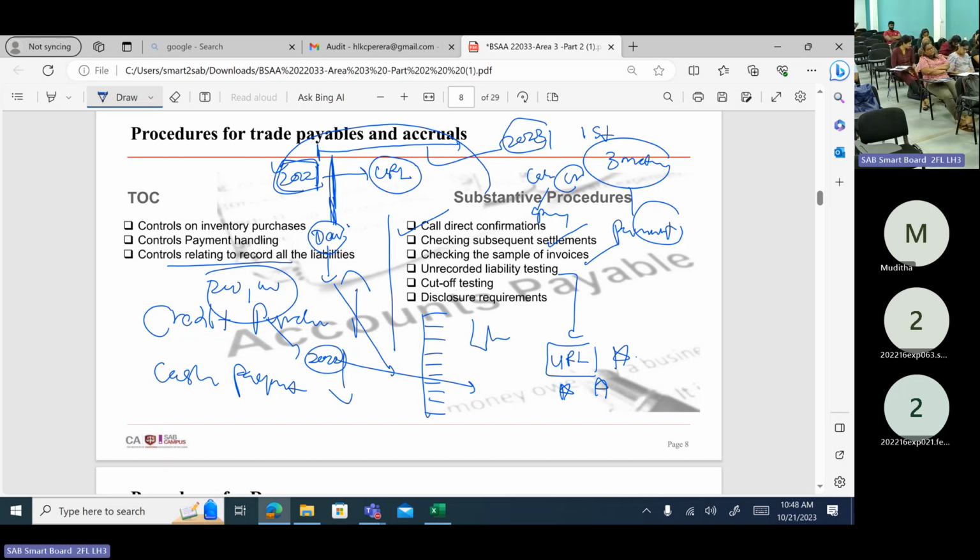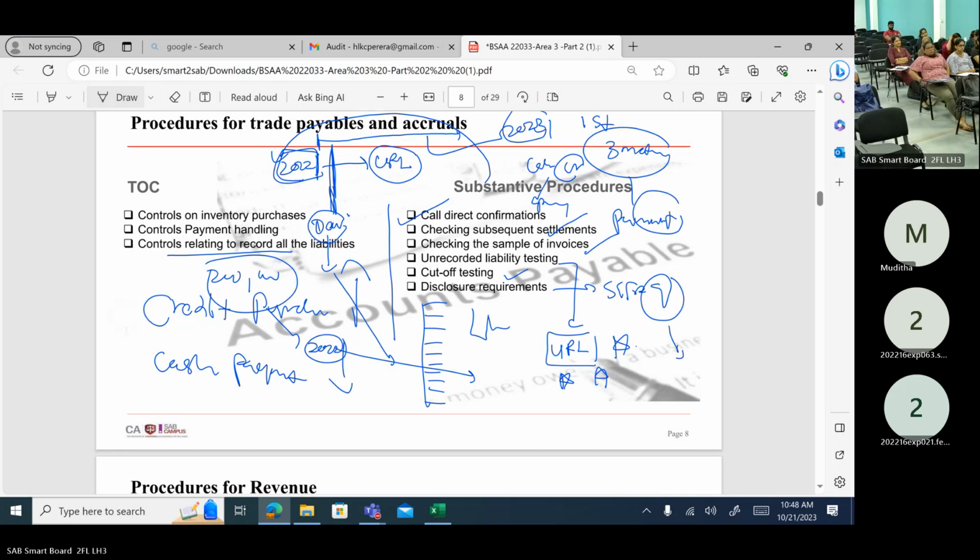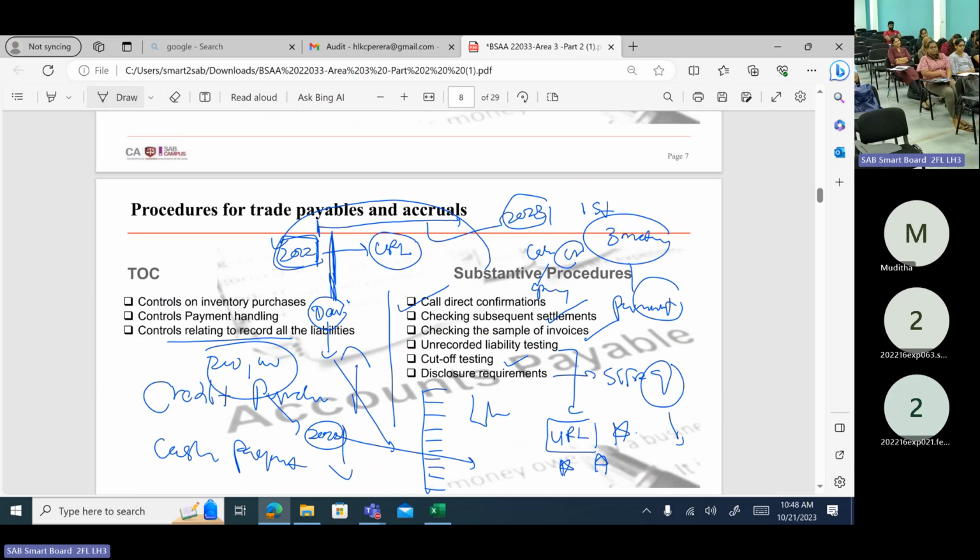Again, cut-off testing. Cut-off testing about the liability. That's also ensuring the completeness of the liability. Disclosure requirement: as per SLFRS 9, financial liability disclosure is to be displayed. That is about accruals and liabilities. Basically, the procedures are developed only to suit the method, right?